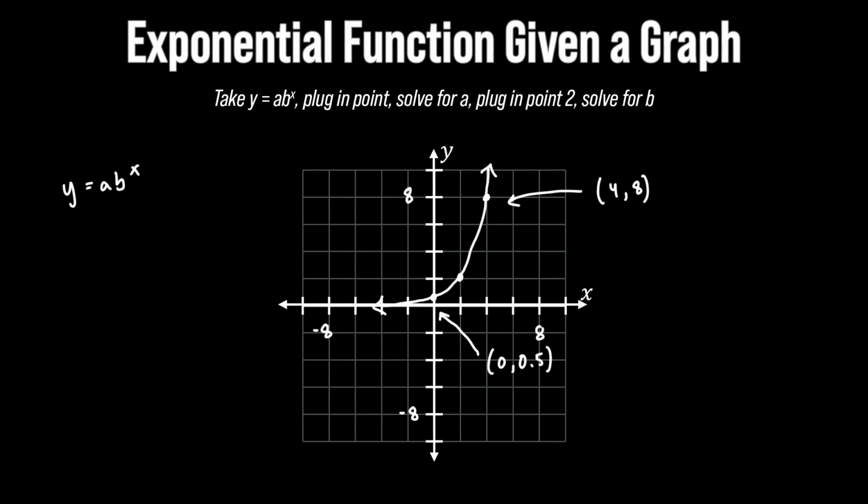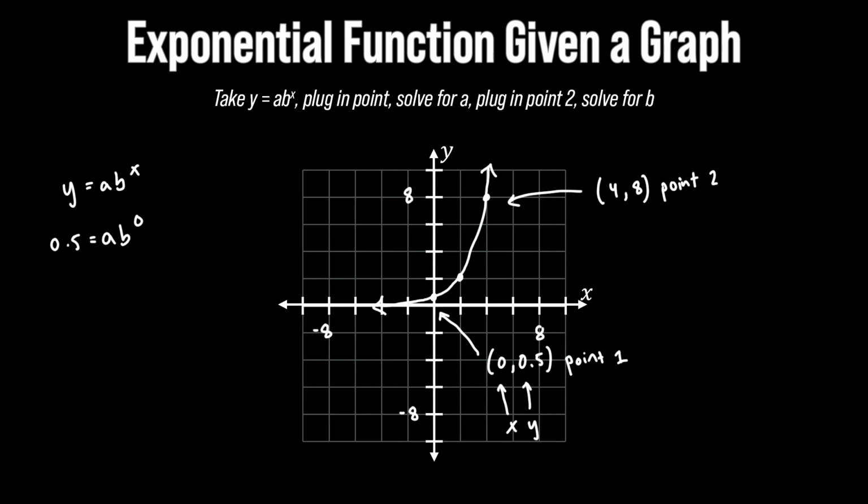Now let's plug in our first point, which is going to be the one at the y-intercept, and we'll keep track of the second point here. Now remember that a point or an ordered pair has a value of x and a value of y. So we can promptly plug those into the formula. So our y is 0.5, which is going to be equal to a times b to the x power. The x power is going to be 0.